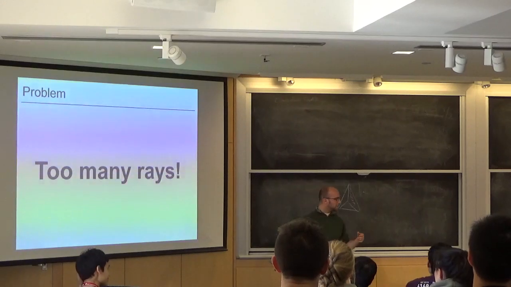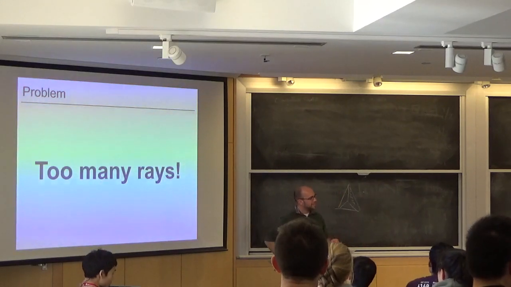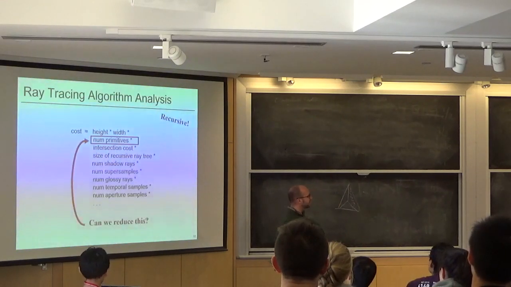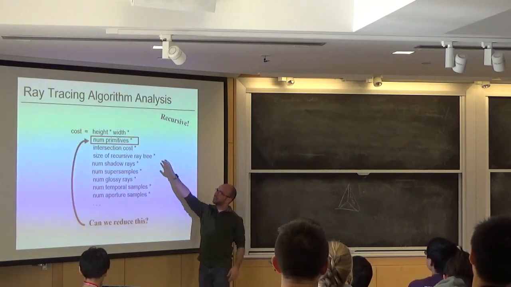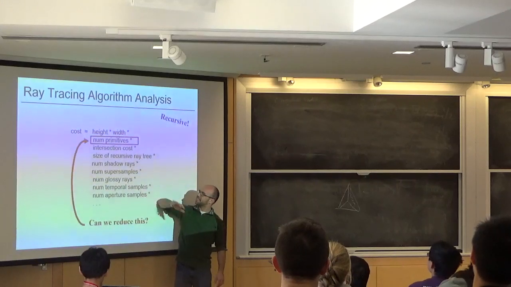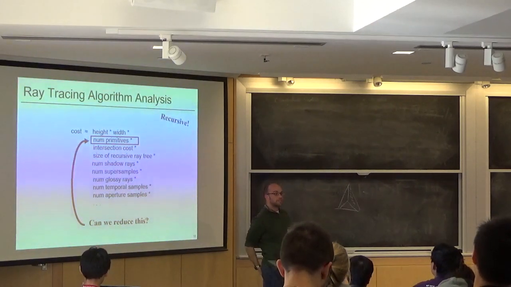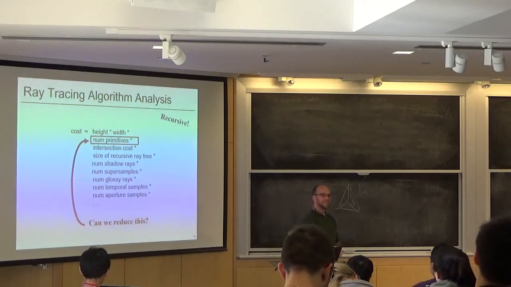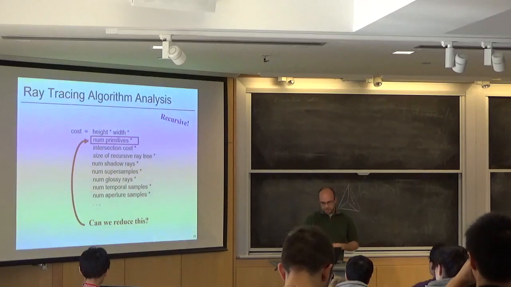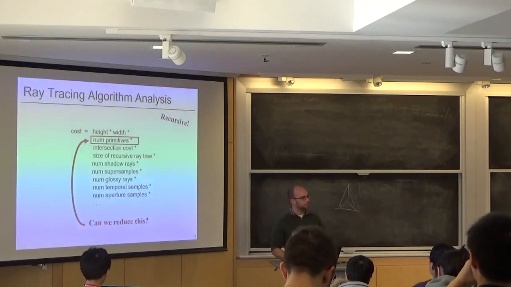If you actually did your algorithms analysis, you'd see it's pretty terrible for ray tracing, right? It looks something like this: your complexity is the width times the height of the image, times the number of primitives, times the cost of an intersection, times the size of your ray tree, and so on. And these are multiplicative factors, because every single time you branch out a new ray, you have to extend this whole procedure over. So it's easy to get a really beautifully ray traced image.